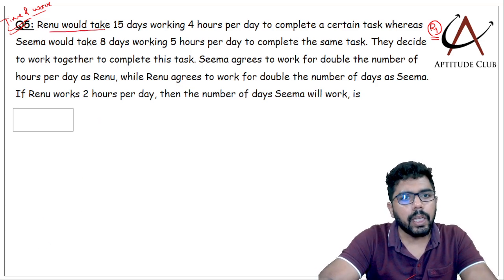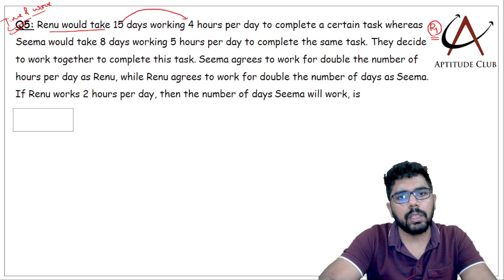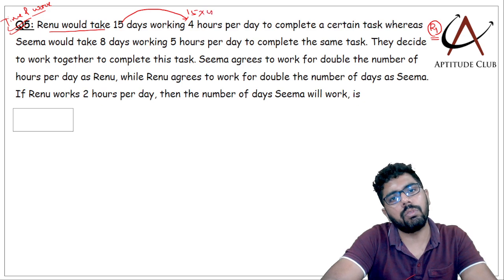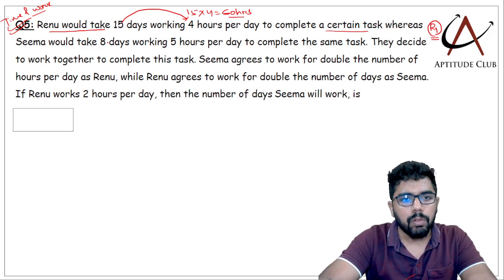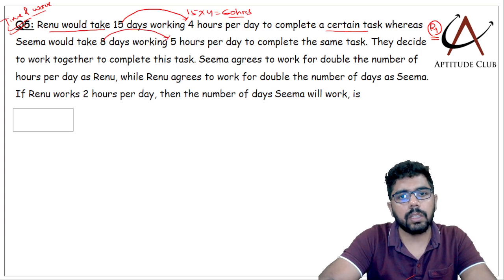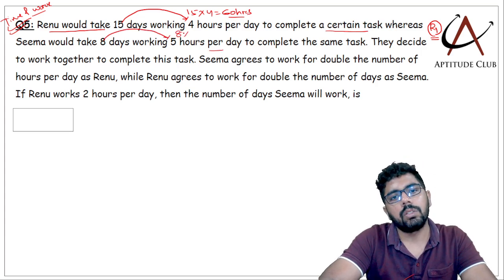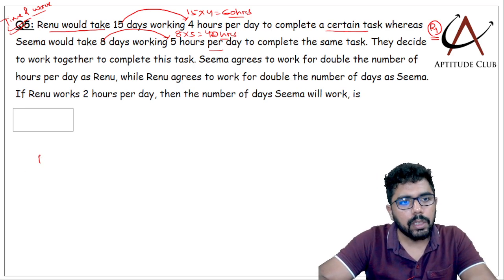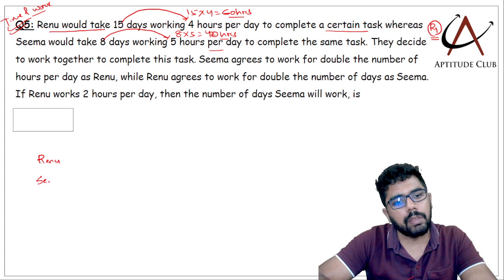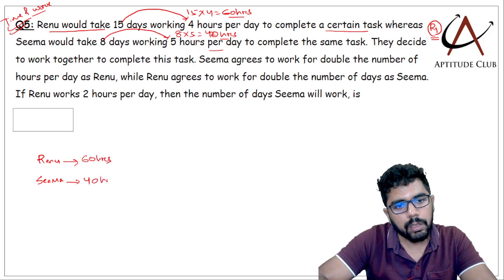Now it is saying Renu would take 15 days working 4 hours a day. That means 15 into 4, Renu takes 60 hours to complete a certain task. Whereas Seema would take 8 days working 5 hours per day to complete the same task. So 8 into 5, 40 hours. So let's quickly calculate Renu and Seema's working efficiency. Now there is a task for which Renu is taking 60 hours and Seema is taking 40 hours.